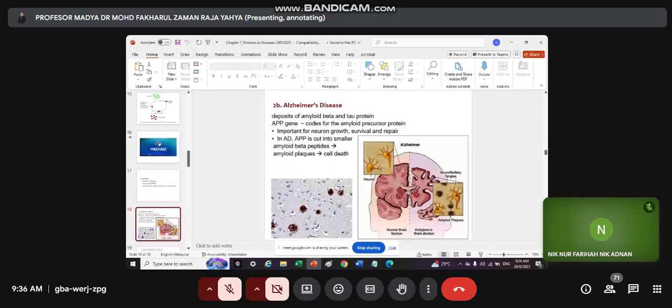Okay, moving on to the second problem related to abnormal protein structure. This disease is called Alzheimer disease, and I don't want to discuss further about common symptoms because this part of the chapter focuses on the molecular level. This disease involves amyloid beta and tau protein.